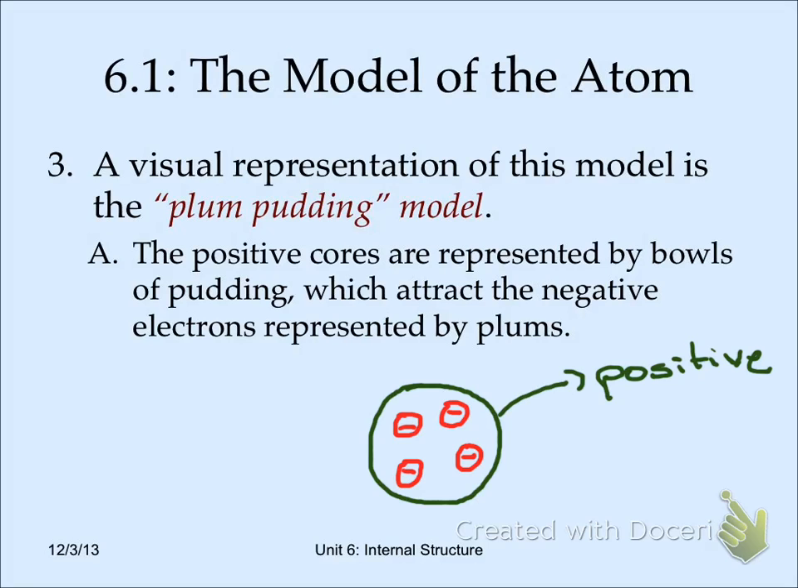So the positive cores are represented by bowls of pudding, which attract the negative electrons represented by plums. So just as this atom sits as it is, it's pretty happy. Now, what happens if we bring along a second atom? And maybe this atom has a little bit stronger of an attraction for those plums.